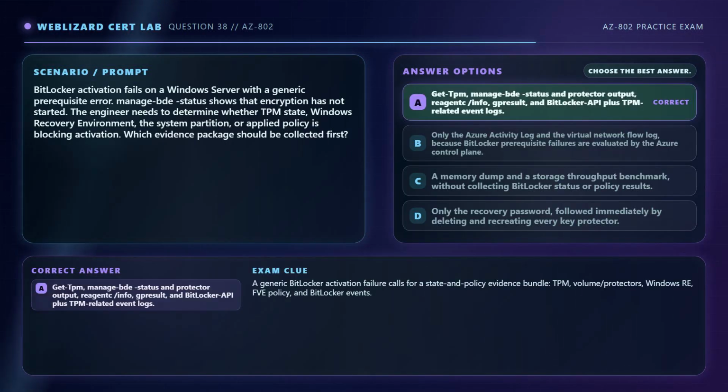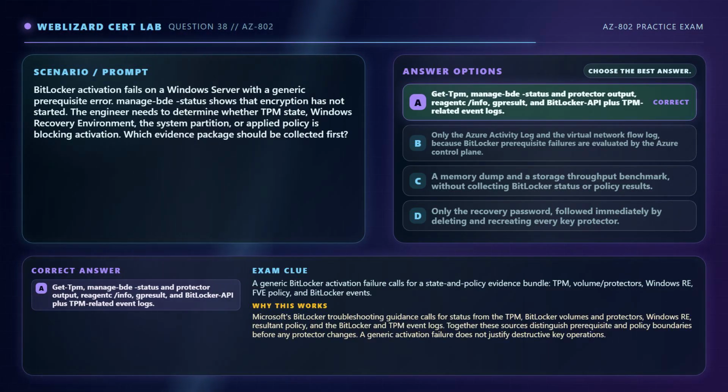The correct answer is A. Get-Tpm, manage-bde -status and protector output, reagentc /info, gpresult, and BitLocker API plus TPM related event logs. Microsoft's BitLocker troubleshooting guidance calls for status from the TPM, BitLocker volumes and protectors, Windows RE, resultant policy, and the BitLocker and TPM event logs. Together, these sources distinguish prerequisite and policy boundaries before any protector changes.